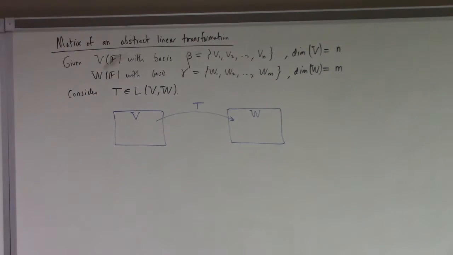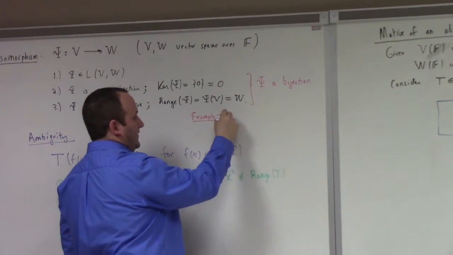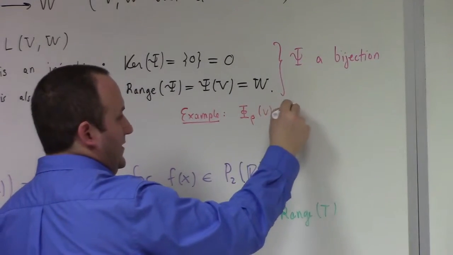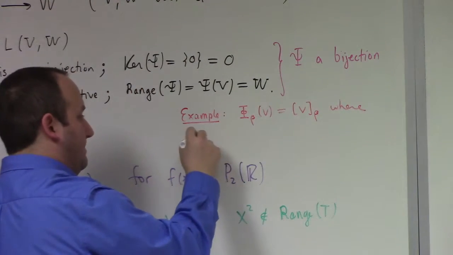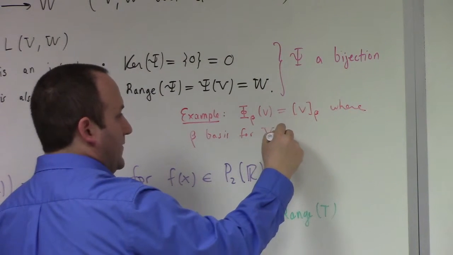I guess if the homework hadn't distracted me, what I should have said at the start of class today is: what are very, very important examples of isomorphisms? If you'll allow me just to squeeze a comment back in here. Example. How about this? If we take phi beta of v equal to [v]_beta, where beta is a basis for the vector space V.